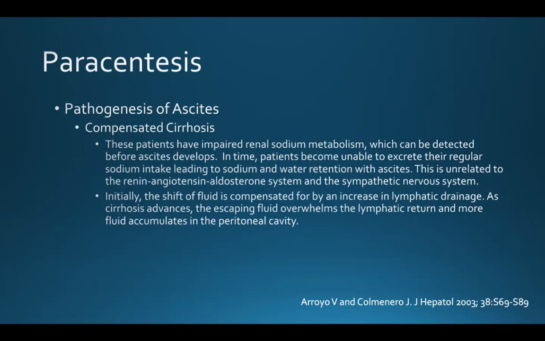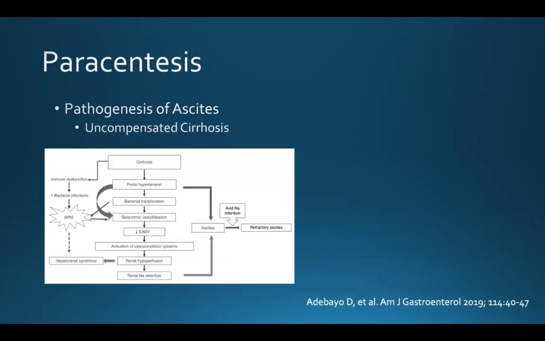Initially, in compensated cirrhosis, the shift of fluid is compensated for by an increase in lymphatic drainage. And as cirrhosis advances, the escaping fluid overwhelms the lymphatic return and more fluid accumulates in the peritoneal cavity. And then patients develop uncompensated cirrhosis. And here's where it really gets complicated.